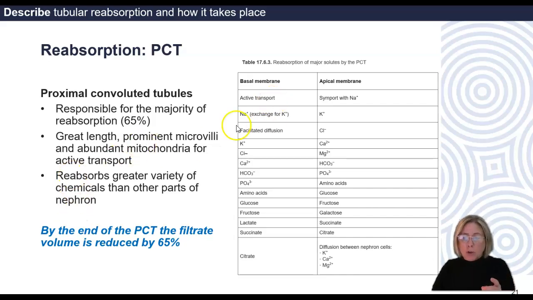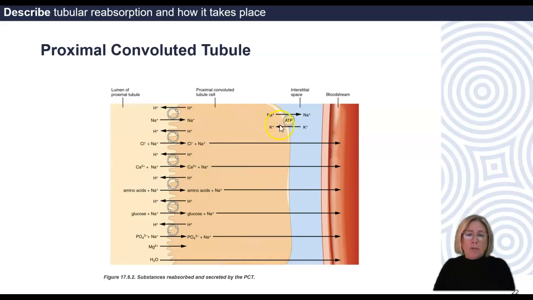Okay, what I want to show you here is we do have different membranes. We have a basal membrane and an apical membrane. So if I move to the next slide, this is what we're looking at. We're looking at these cells that line the proximal convoluted tubule. They have this apical membrane that is facing the lumen of the proximal convoluted tubule. So this is the membrane that's in contact with the filtrate. And then we have this basal membrane here that is facing the interstitial space.